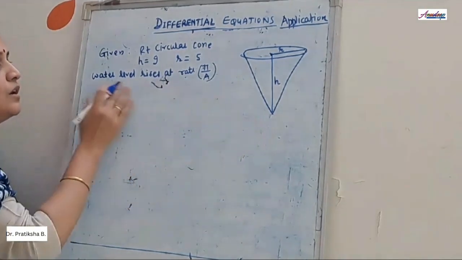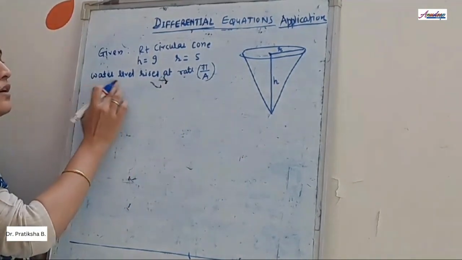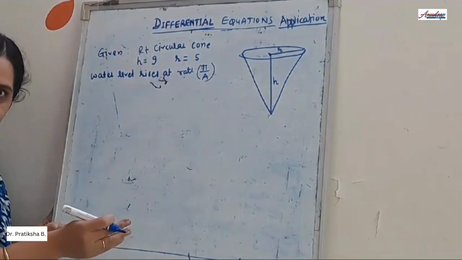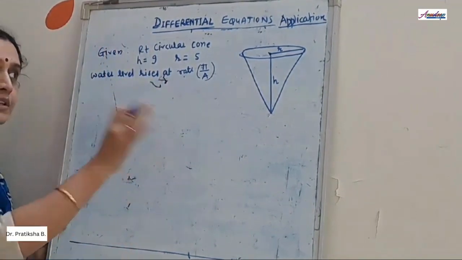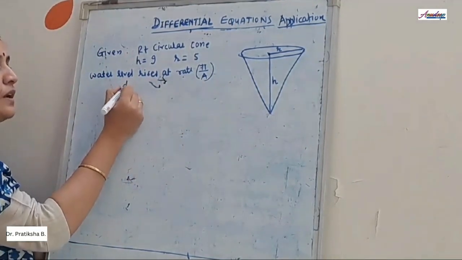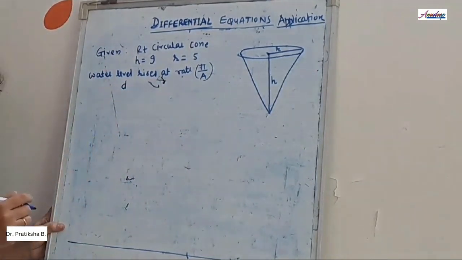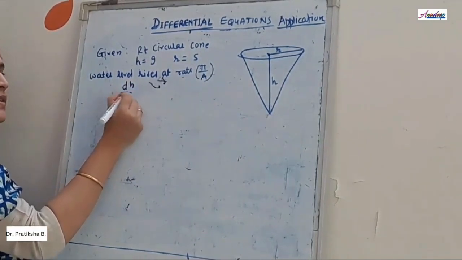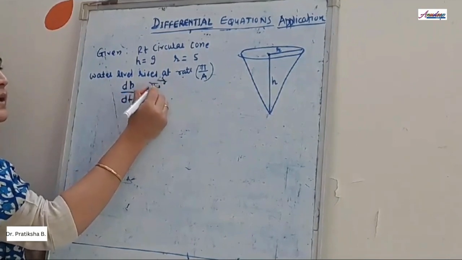So here what is given to you is that the water level rises. So the rate of change of increase in the height when you are pouring the water, that is what is given, right? So this is nothing but the rate of change in the level with respect to time. So dH by dt is given to you as pi by A.